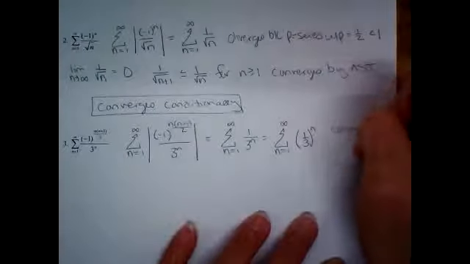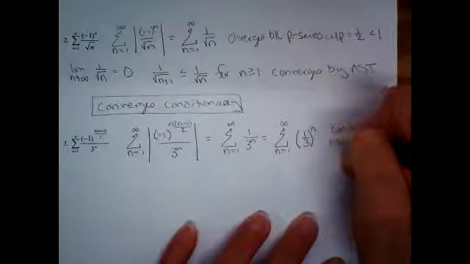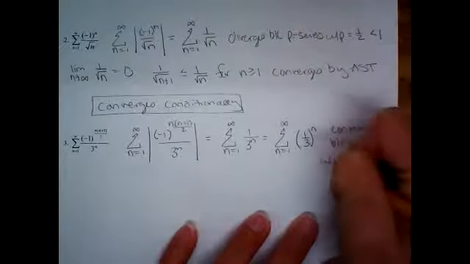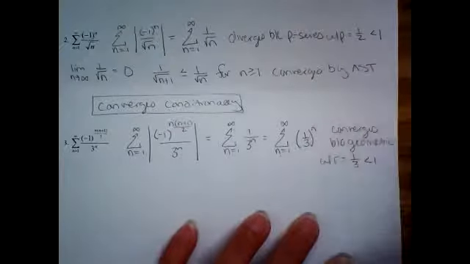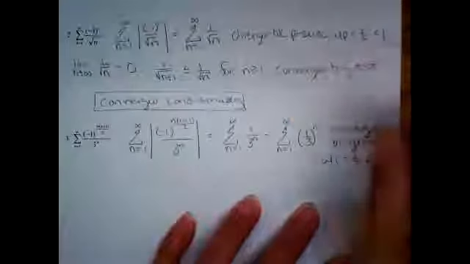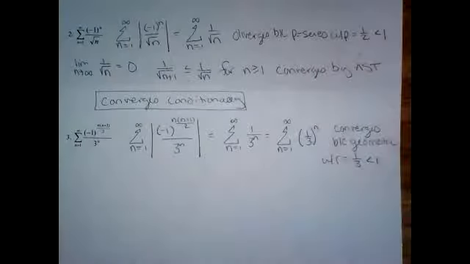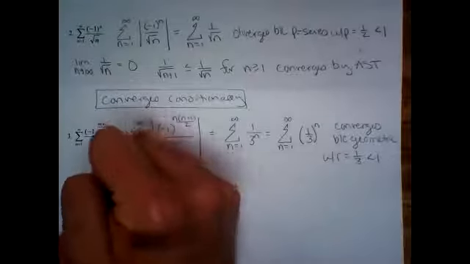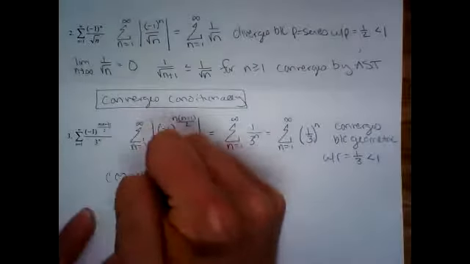So converges because geometric with R equals 1/3, which is less than 1. And this is the best way it can turn out. This is like, oh, happy day. Because since we got that one converges, we don't even need to do any more work for the other one. What's our big conclusion to the whole thing? Absolutely, good. Converges, absolutely.